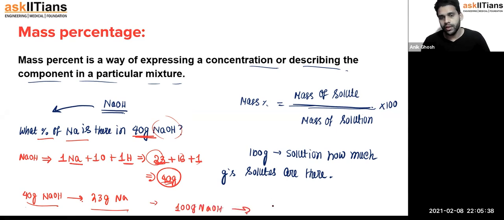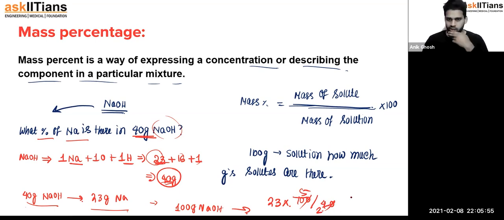So the value would be 23 into 100, so 23 into 5 by 2. It is coming like 5115 by 2 by 2.